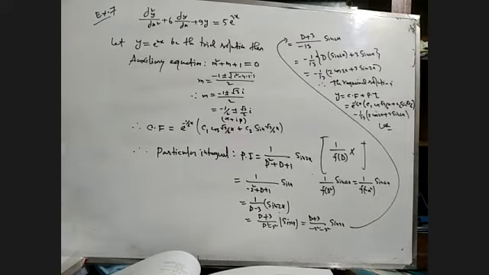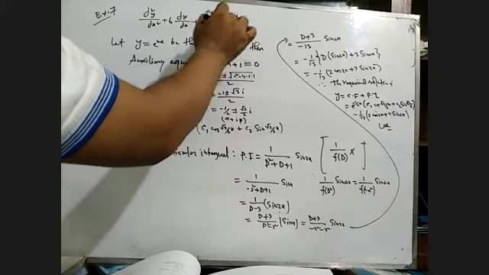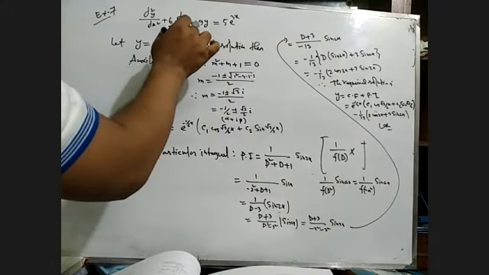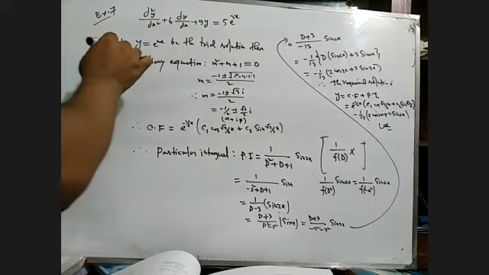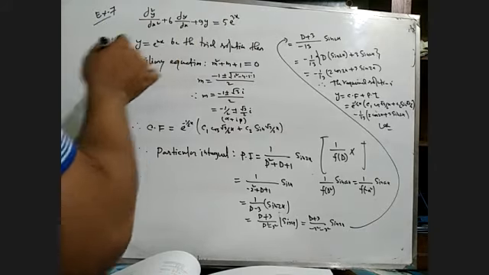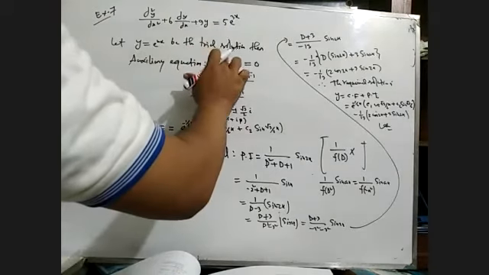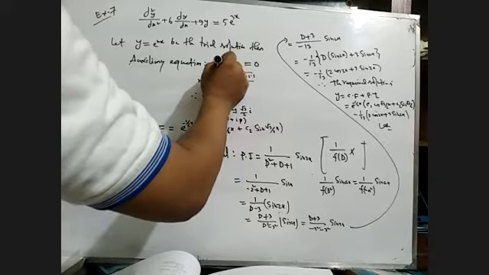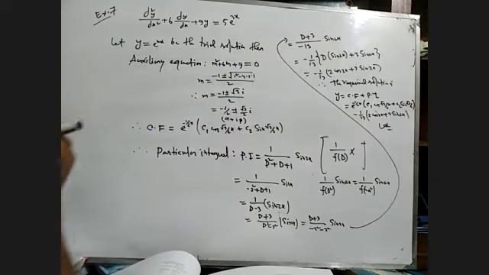Okay, now another example whose right hand side is not equal to 0, that means exponential function. So D square y by dx square plus 6 dy by dx plus 9y equals 5 e to the power 3x. Now let us consider y equals e to the power mx as a trial solution. Then the auxiliary equation will be m square plus 6m plus 9 equals 0.